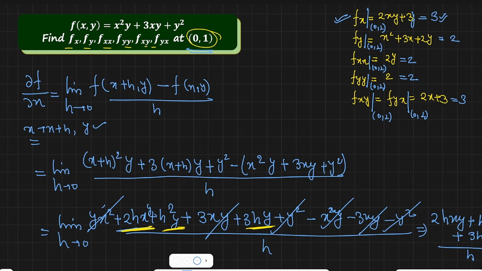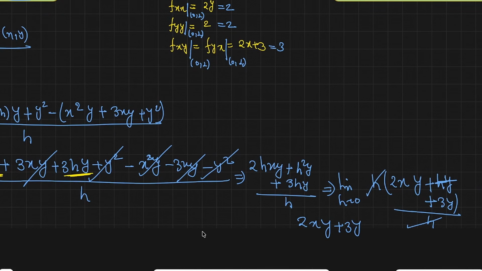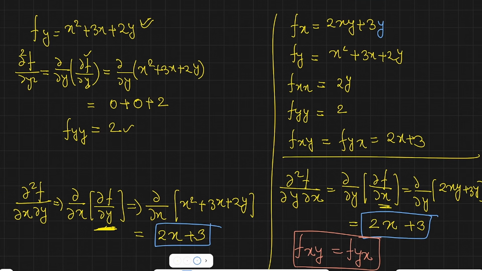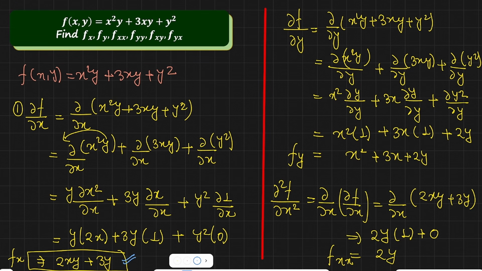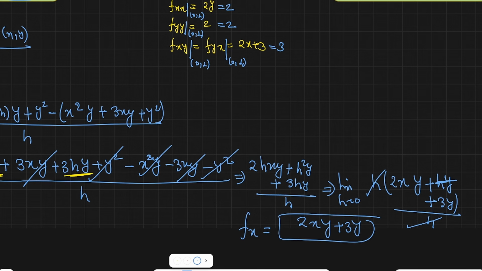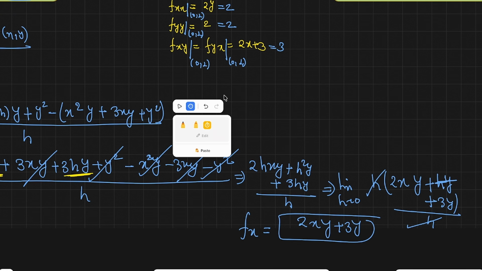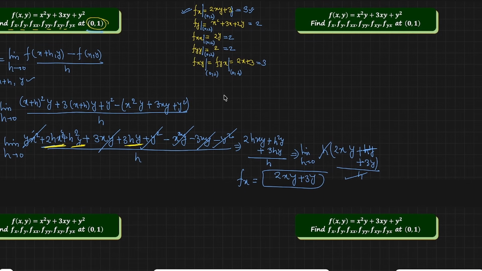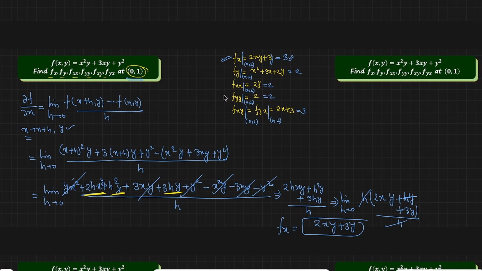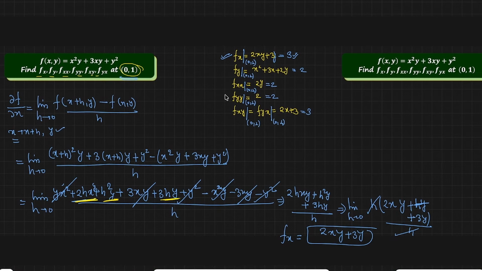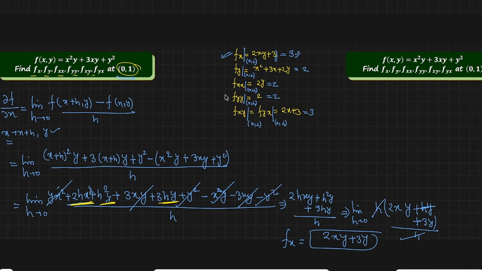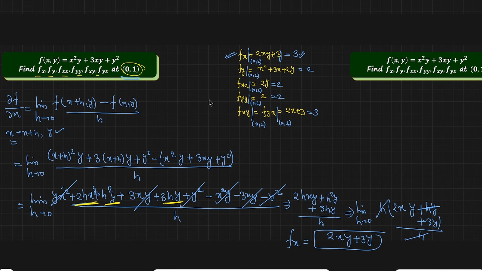So what will be your answer? This is the partial derivative with respect to x, 2xy plus 3y. See, this is 2xy plus 3y. I can get the same answer with this. This is how we can solve this using our formula. Anyway, you can use this formula, and that simple concept I explained to you with both the formulas.